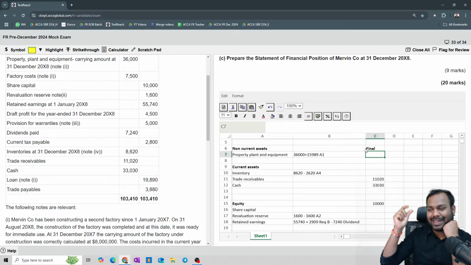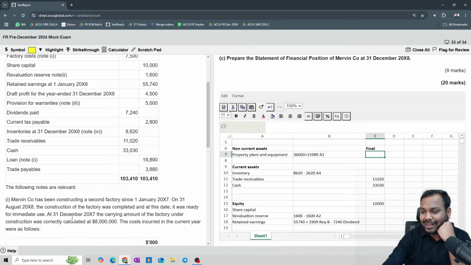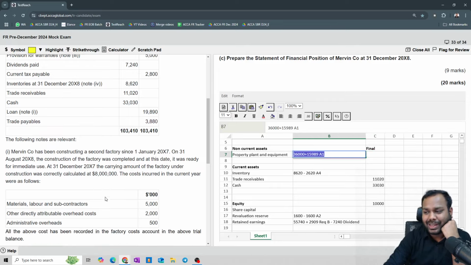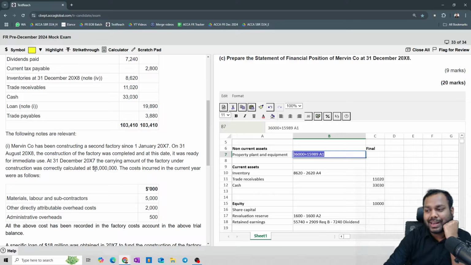There is some mistake. Guys, this 15989, don't you think it includes this 8,000 also, which was the carrying amount of the previous year? Alright? Tell me yes or no. This 15989 is the entire amount incurred in the current year? No. So this is a mistake which we can make in the exam. So what can we do for this?